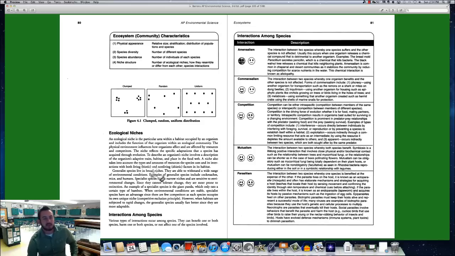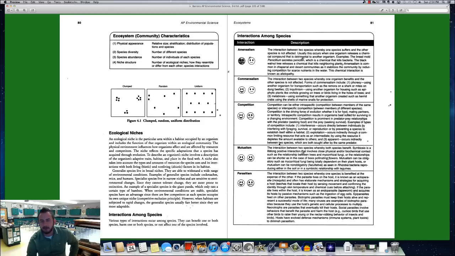Whereas specialist species live in very narrow niches. They're sensitive to environmental changes. These are K-selected species, and they really can't tolerate change that much. When conditions are stable, specialists have all the advantage in the world because there are few competitors, as each species occupies its own unique niche. But as far as that goes, those are organisms that are within ecological niches. Now, interactions among species. There are various types of interactions.